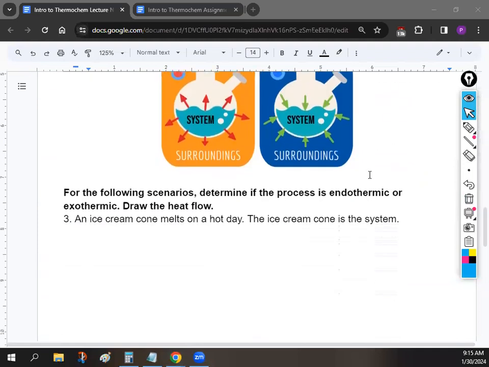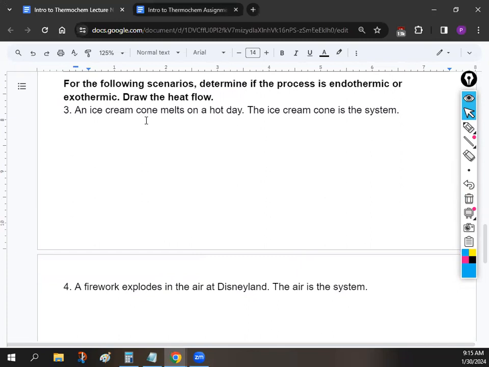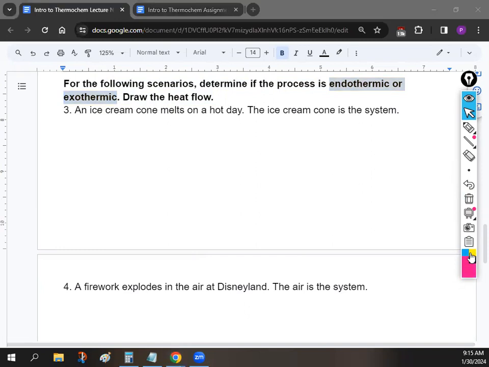All right, so the first problem we're going to look at, and this is pretty much what you'll be doing on your assignment today, is the same thing as before. We're going to draw the heat diagram, but this time we have to determine if the process is exothermic or endothermic. I'm going to do one with you, and I'll have you try some on your own. The first problem we're going to do together, we've got an ice cream cone, so let's draw an ice cream cone. And then it is melting. So this is my ice cream cone, and it's a hot day, so it's melting.